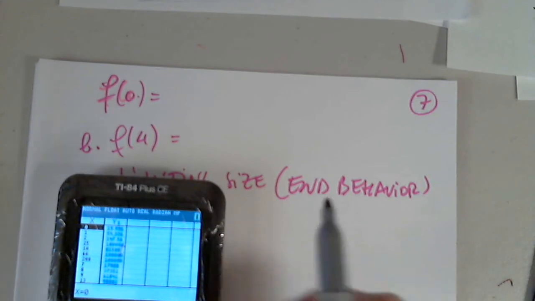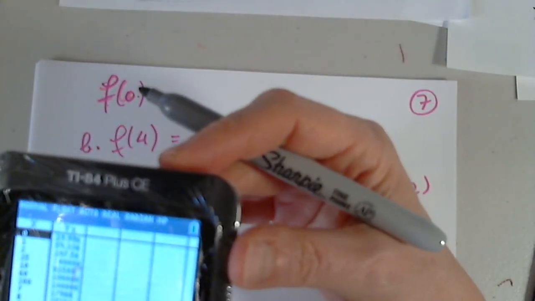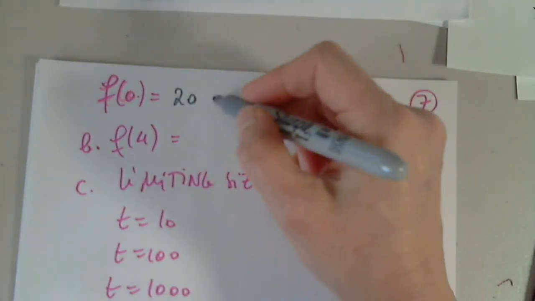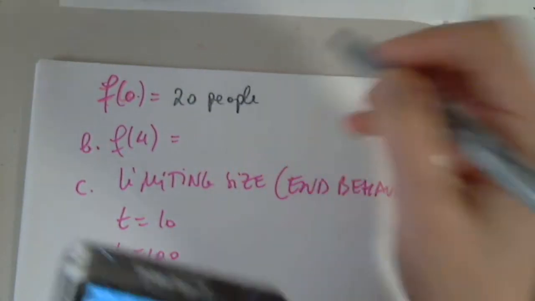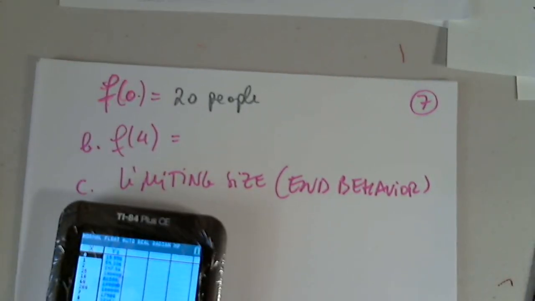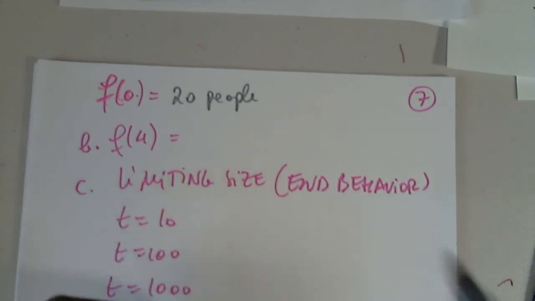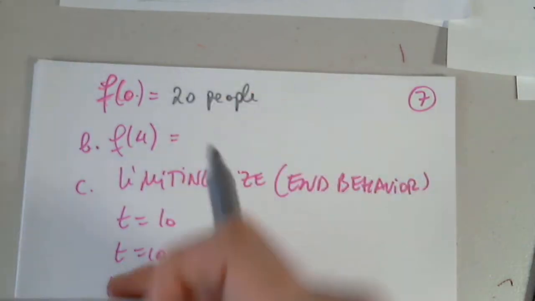At 0, initially, I cannot say that I have 19.99. I'll have to say, well, it appears that 20 people were infected initially. Then I will plug in 4. Then I will plug in 10, and then 100, and then 1,000, and then we'll draw conclusions. So for f of 4, see how this function works?